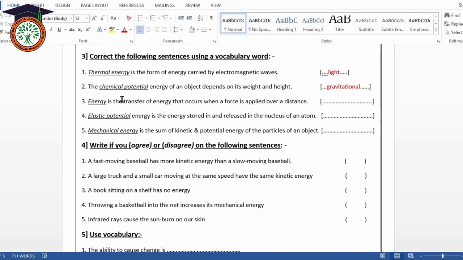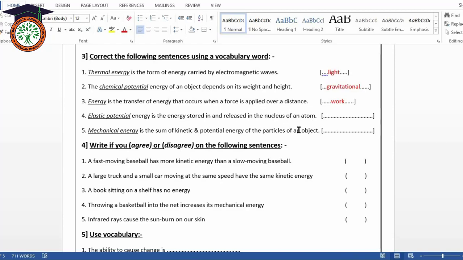Okay. Question number 3. Energy is the transfer of energy that occurs when a force is applied over a distance. It's not the energy. It is the work.